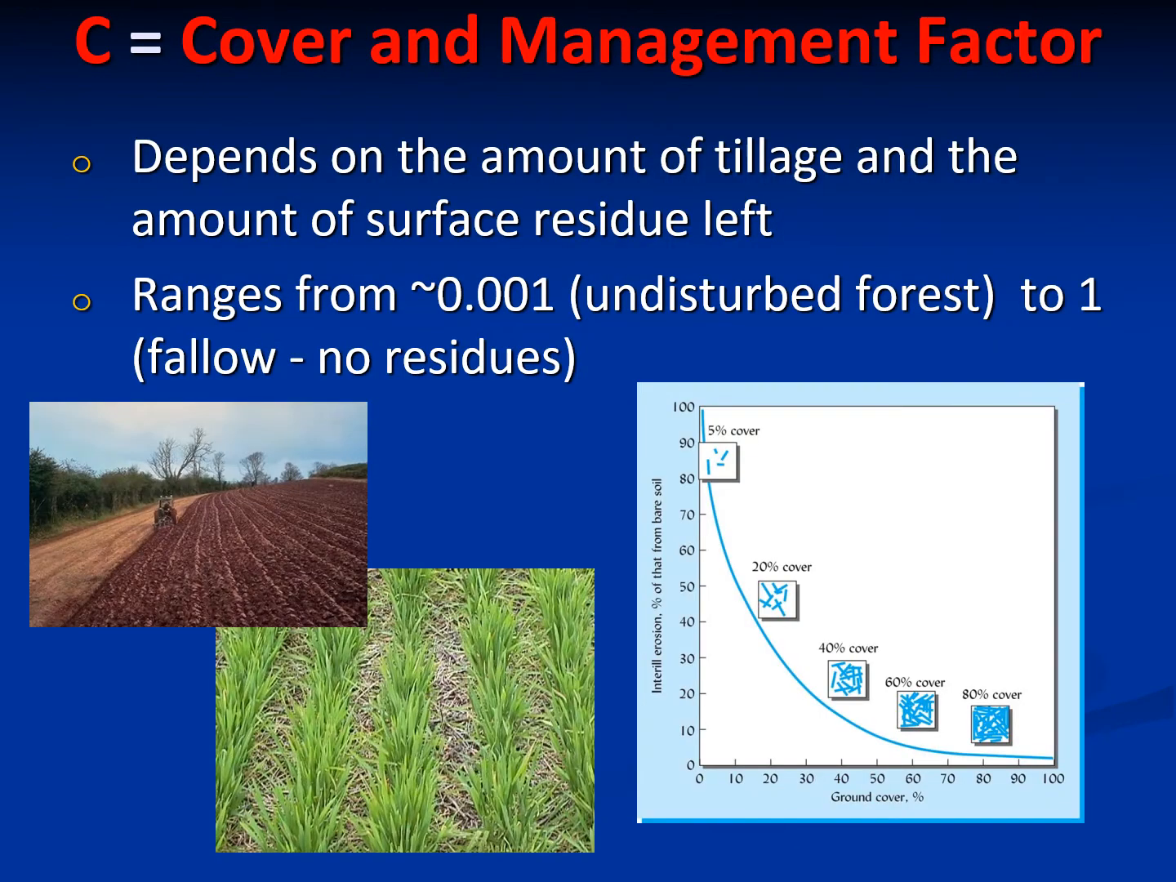The C factor refers to cover and management. It depends on the amount of tillage and the amount of surface residue left. The more residue, the less problem. So this can range from 0.001 for undisturbed forest all the way to 1, meaning fallow, no residues there, very high erosivity. As you can see in the graph on the right, interrill erosion increases drastically the less ground cover we have. We see almost no interrill erosion development with 60 to 80% cover.